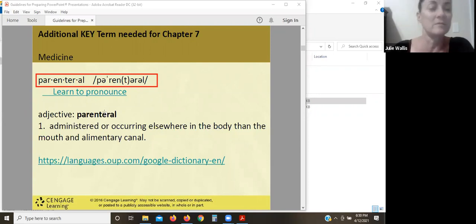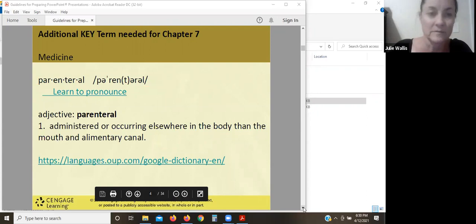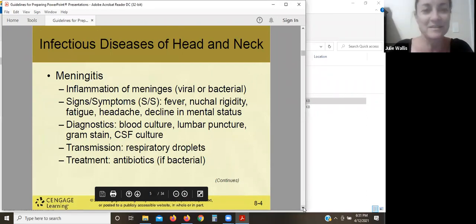We talked about a parenteral route where there's a breach in the skin, if you get a cut or an abrasion or something like that. But there's also a discussion about administration of medicine via the parenteral route. That would be by IV or intramuscular or subcutaneous, anything other than the mouth or the alimentary canal. So I added that in there just to help myself and hopefully you.